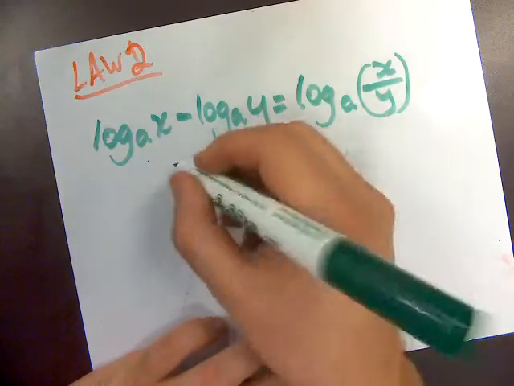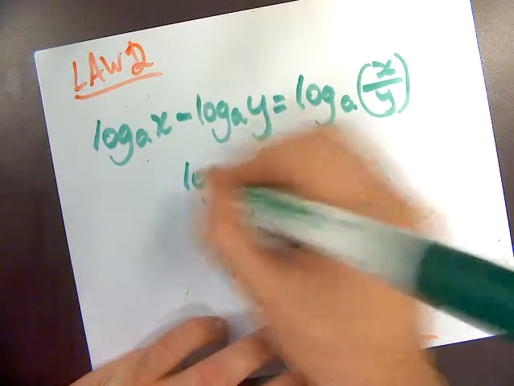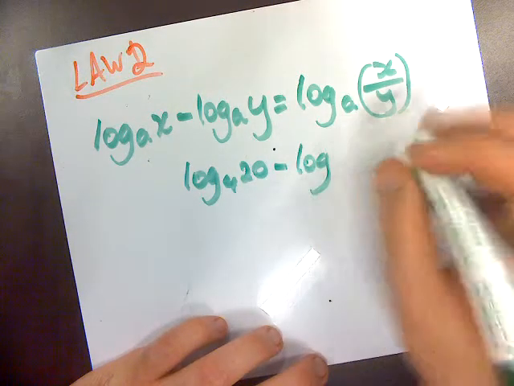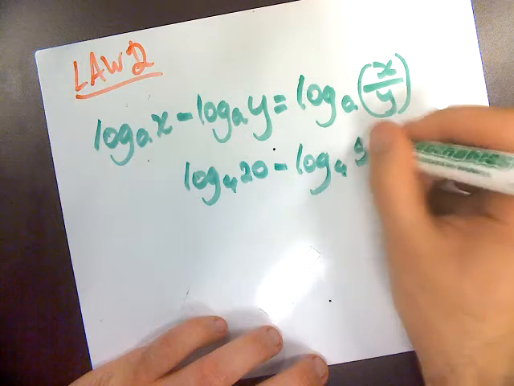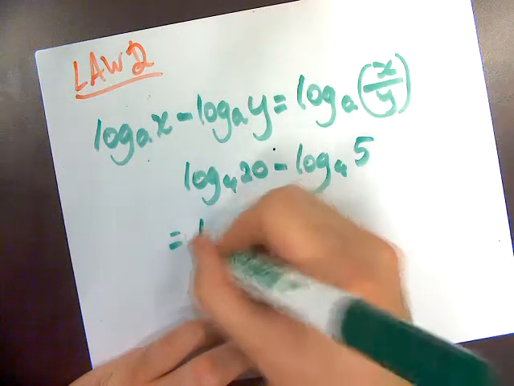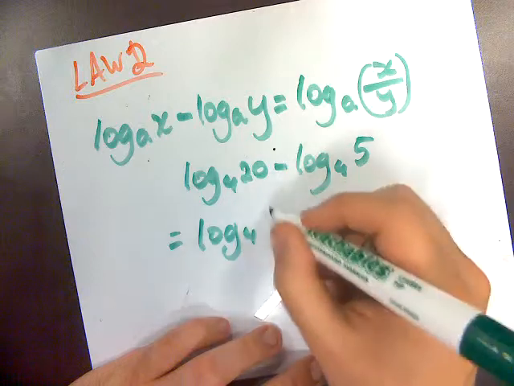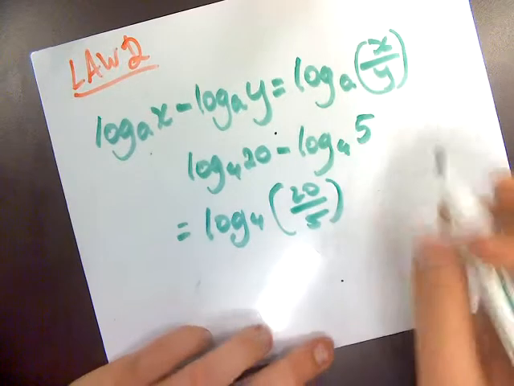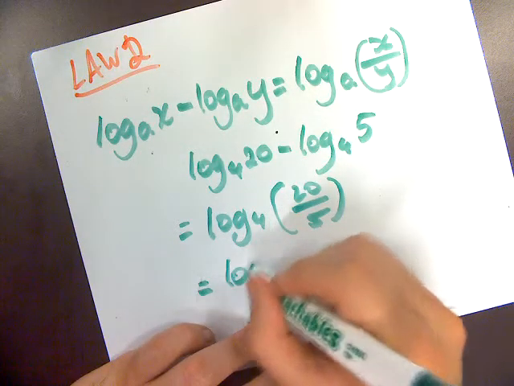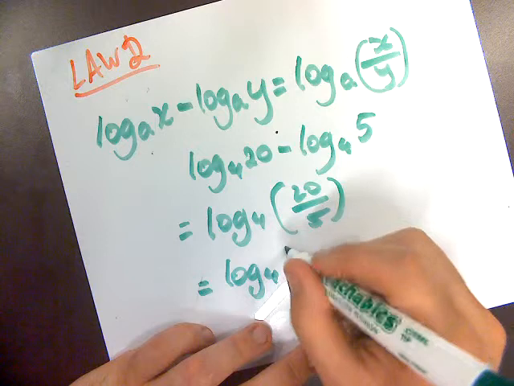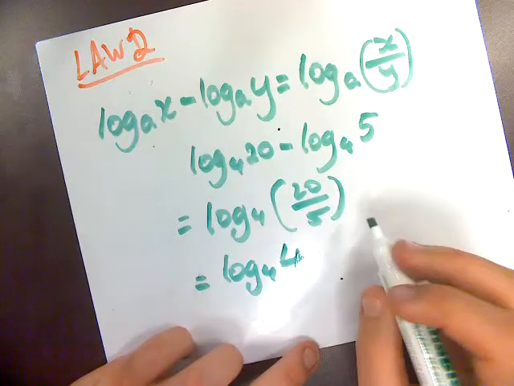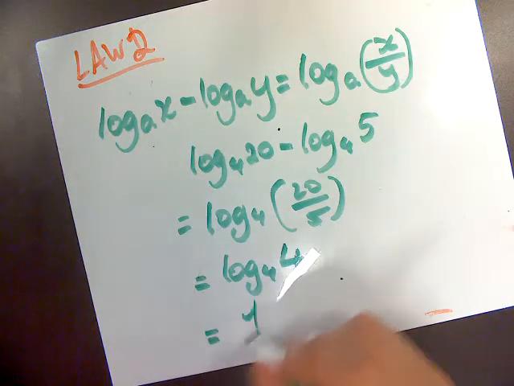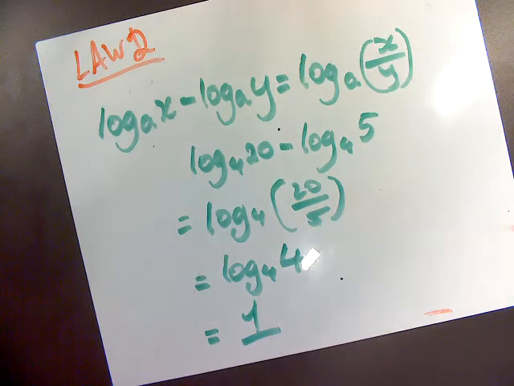So an example of this may be log base 4, 20 minus log base 4, 5. Well, if we were converting it here, they both have the same base, so we can apply our law. It will simply be 20 divided by 5, which is going to be log base 4 of 4. So it's essentially saying, what power do I need to take base 4 to get 4? And we know that's going to be 1. Pretty simple.